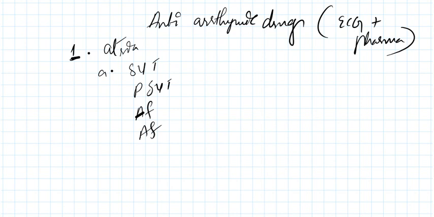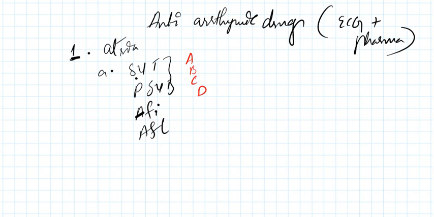Atrial fibrillation, AF, and atrial flutter, AFL. What is the treatment of supraventricular tachycardia or PSVT? Simple, it is adenosine. I just want to tell you a mnemonic, you just remember through that mnemonic. That is A, B, C, D.